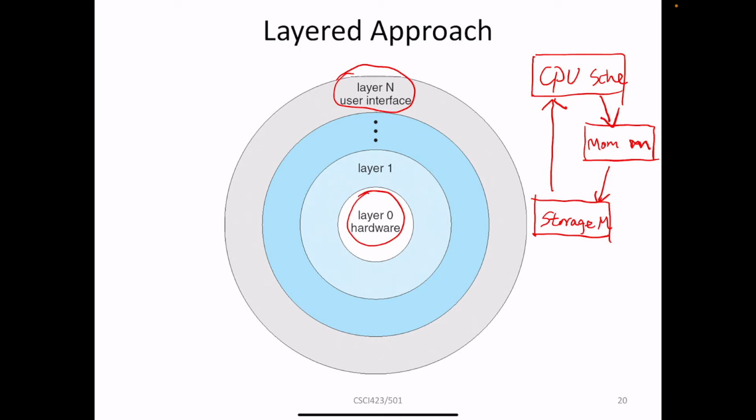Actually, in the real world, we cannot map different functionalities into different layers in this layered approach. So although the layered approach is pretty good in the ideal case, in the real world, the layered approach can be applied to part of the functionalities. For the whole entire operating system, it is very hard to do so.